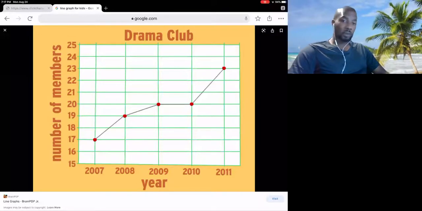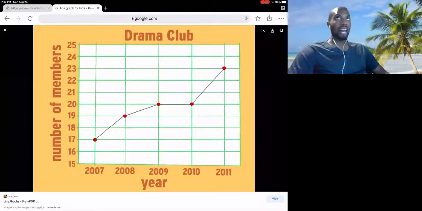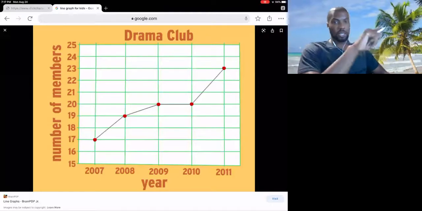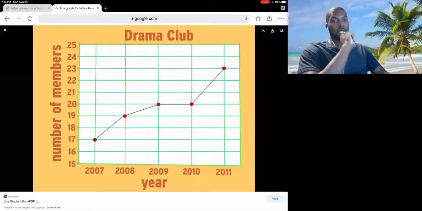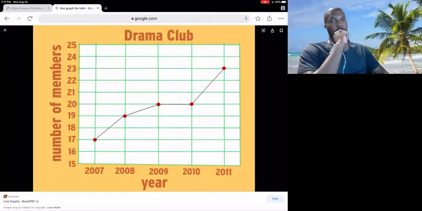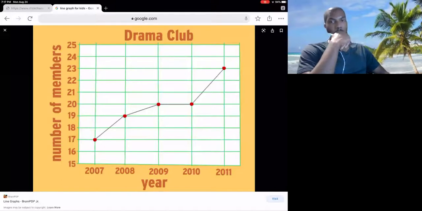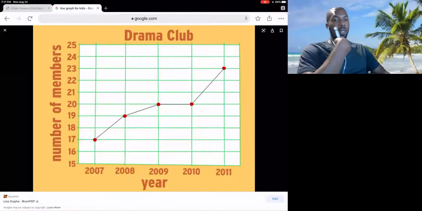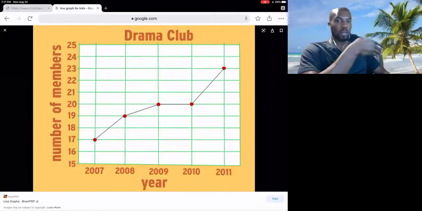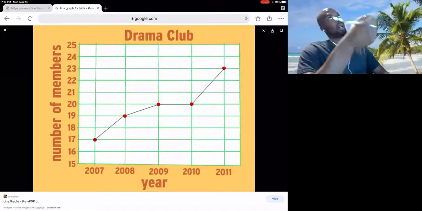All right, so to solve this problem, all I need to do is say, all right, how many members were there in 2008? Well, I go to the year 2008 and I track all the way up to the dot, and I see that there are 19 members according to where the dot is. In 2011, I track the dot all the way up to 23. So all I need to do is figure out how many members more is 23 than 19.